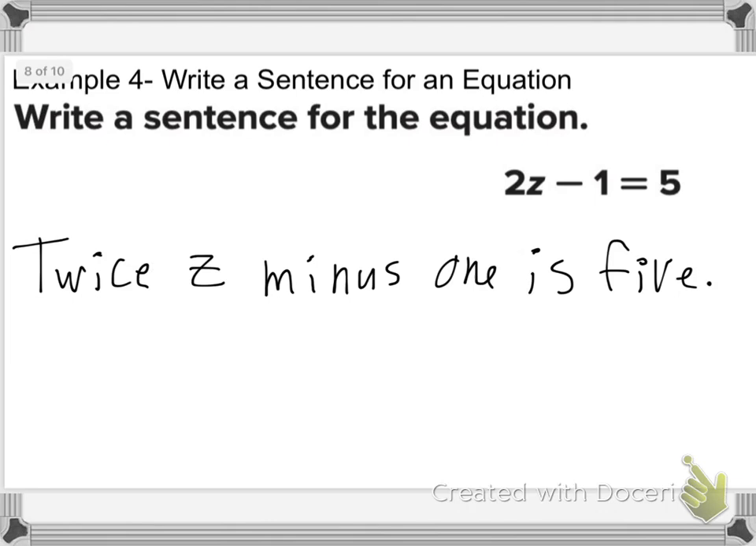Everyone okay with that? Twice z minus 1 is 5. Or you could say is the same as 5. Or equals 5. You could write the word equals out. Any of those phrases would work. Like I said, there's multiple ways you could write this out. Does everyone agree with what we've done on this one, though? Yes. Twice z minus 1 is 5. Questions on example 4? No.